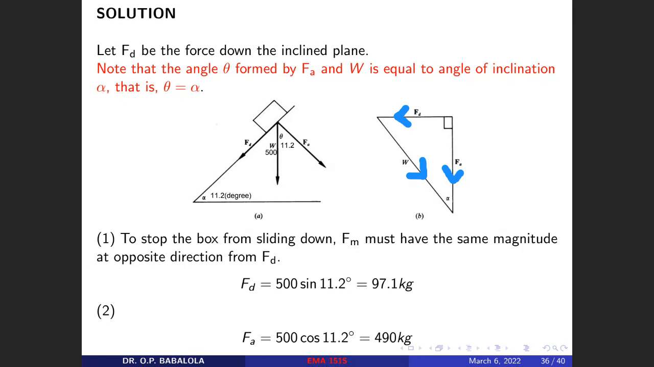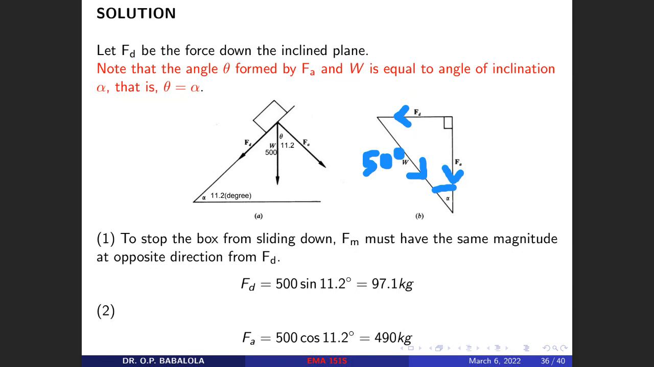Now, we want to find the force required, the minimum force actually, to stop the box from sliding down. Okay, and how do we find that? We have our angle theta, which is alpha, which we know is 11.2. We know W is 500, right? 500. You can leave it in Newton.